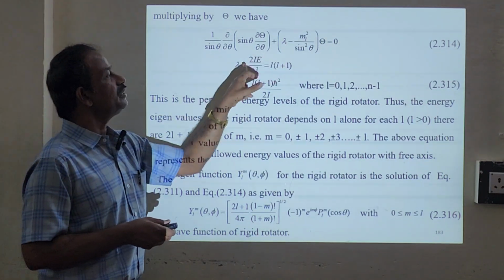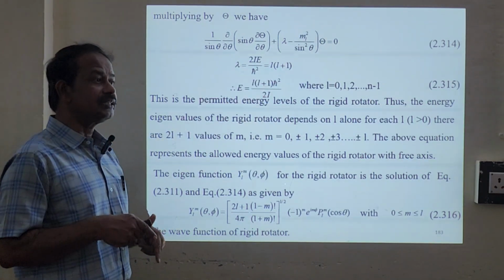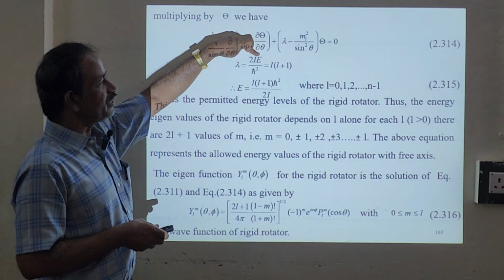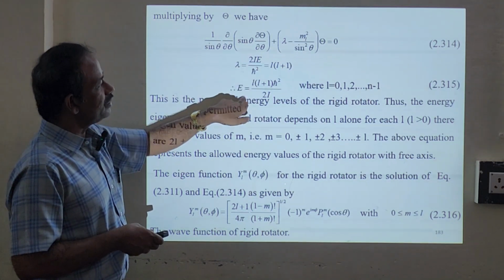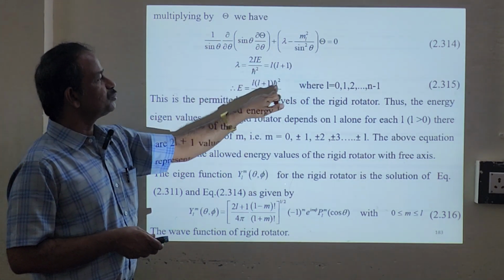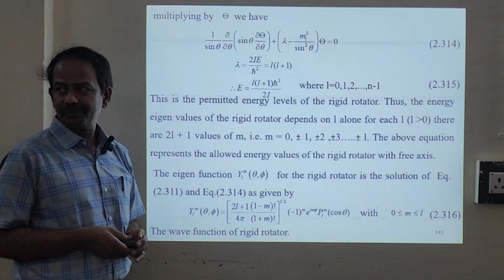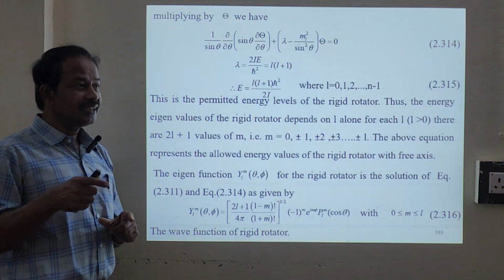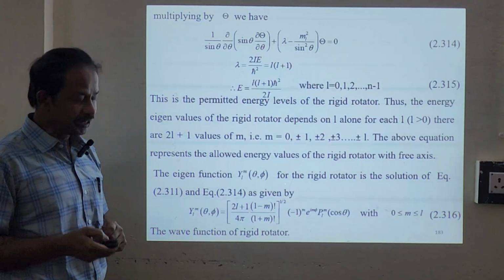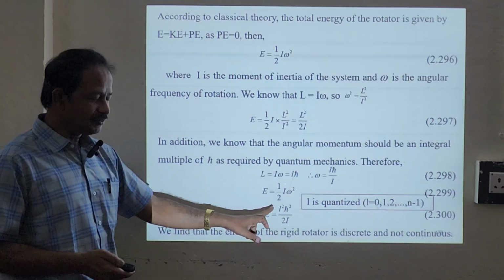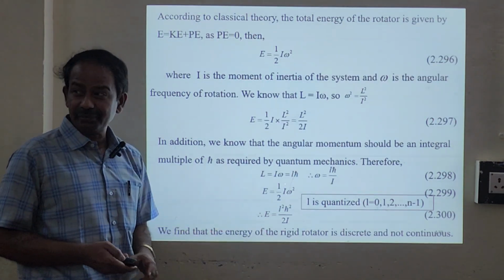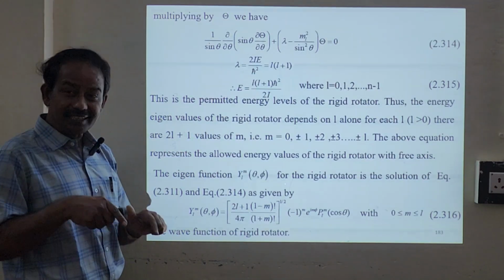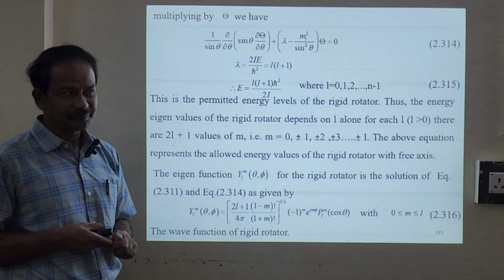Where lambda is given by this expression, and of course we know lambda equals L into L plus 1. Simplifying this, we need to have only E. So E equals L into L plus 1 h bar squared divided by 2I. In the earlier case, E equals L squared h bar squared divided by 2I. So now this is E equals L into L plus 1 h bar squared divided by 2I.